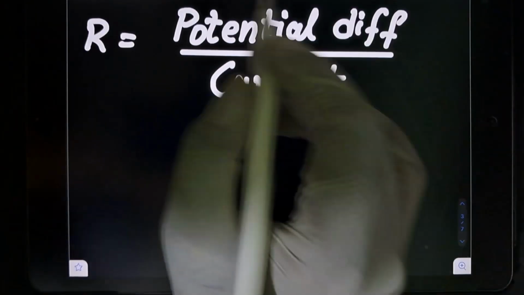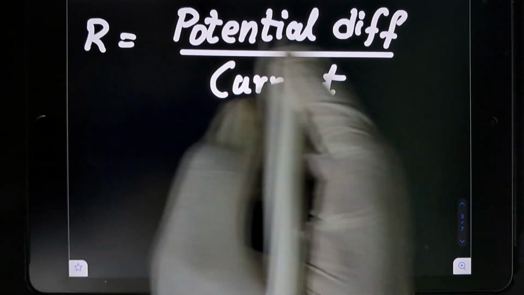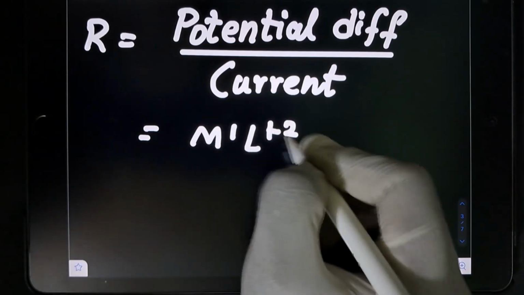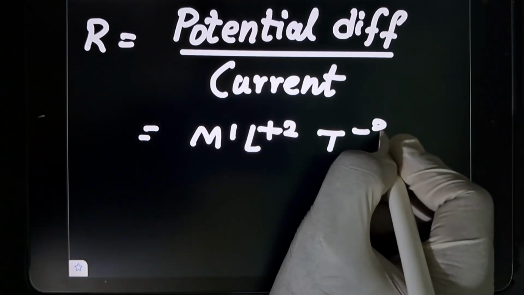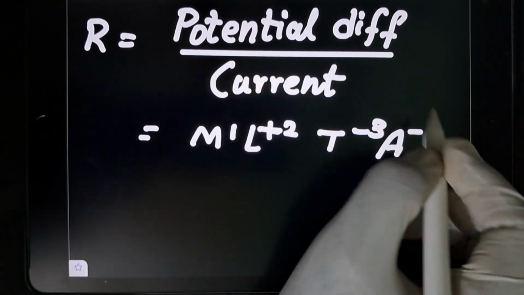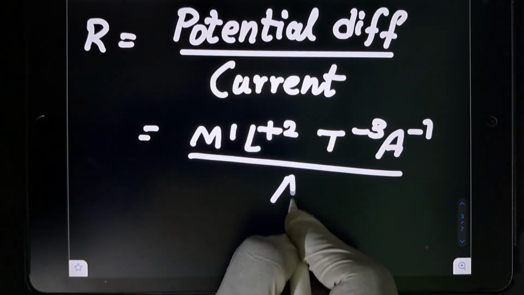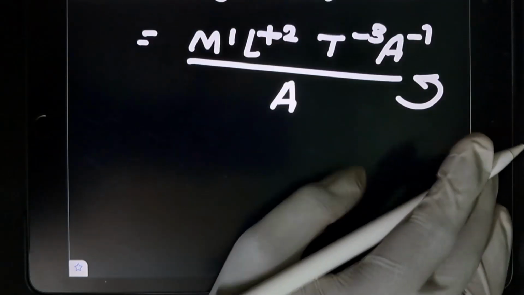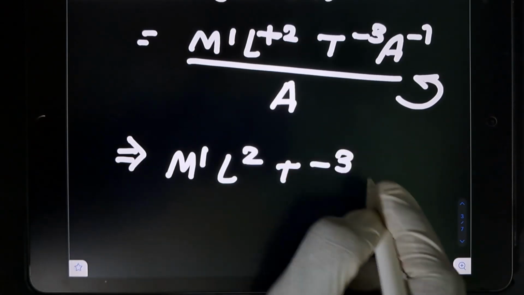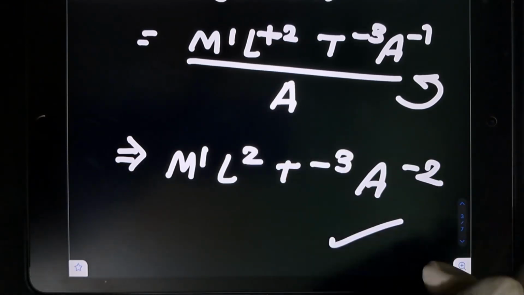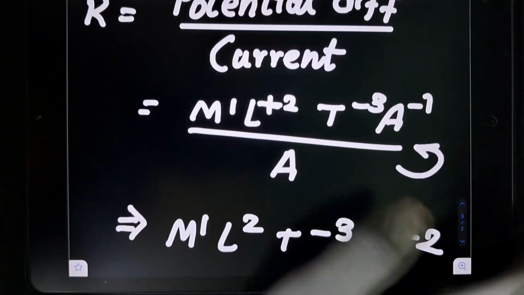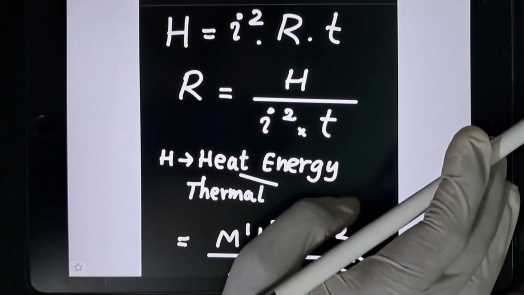Let's derive this from another formula. R, resistance, is equal to potential difference by current. To do this, the potential difference dimension formula should be learnt: M^1 L^2 T^-3 A^-1. Divided by current A, on reciprocal, we get M^1 L^2 T^-3 A^-2. So in the second one, you should know the potential difference dimension formula first. In the first case, at least you should know the heat energy formula first.